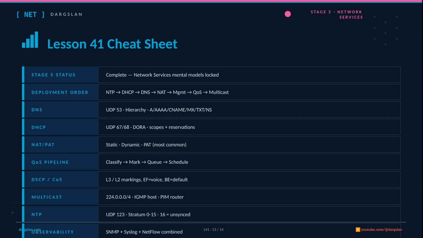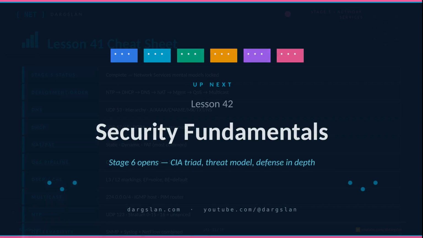Deployment order across the top, port numbers and protocol shapes down the side, and the operational shorthand that ties them together. DORA for DHCP, classify mark queue schedule for QoS, stratum levels for NTP. If these 8 rows feel obvious now, the mental models are locked, and you're ready for what comes next. That brings Stage 5 to a close. And Stage 6 begins with Lesson 42, Security Fundamentals.